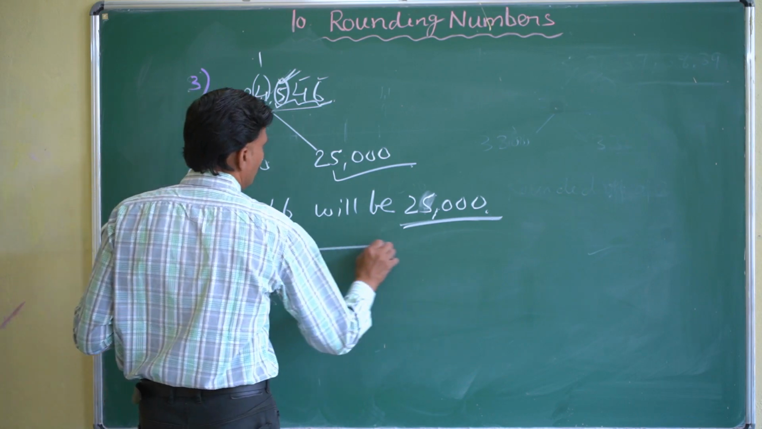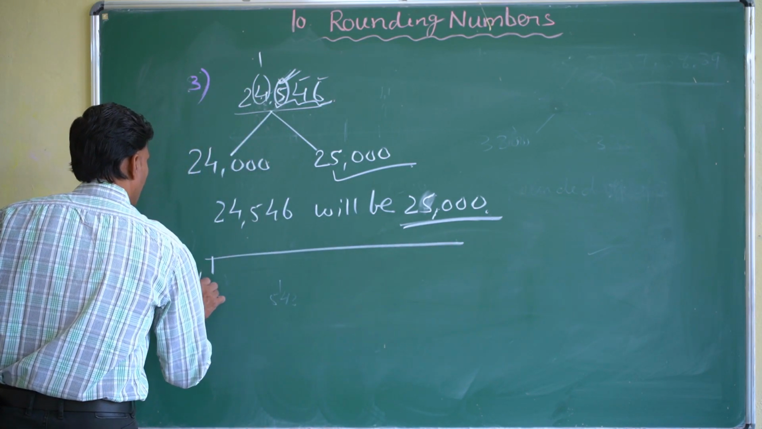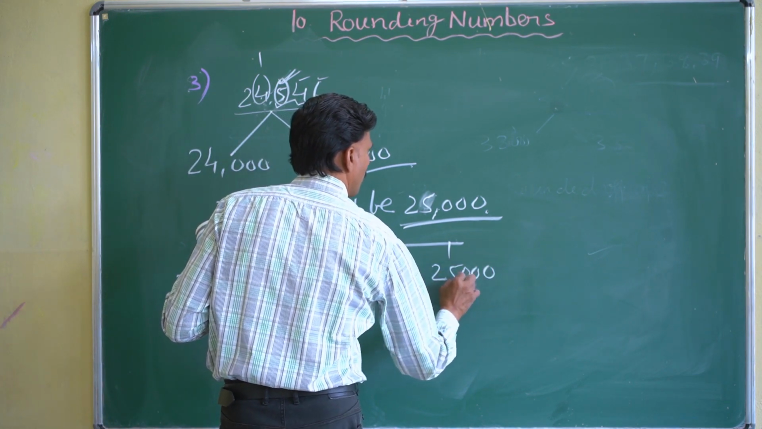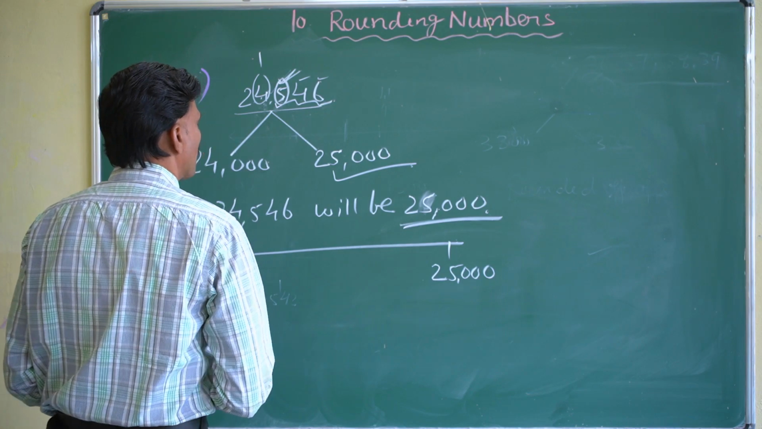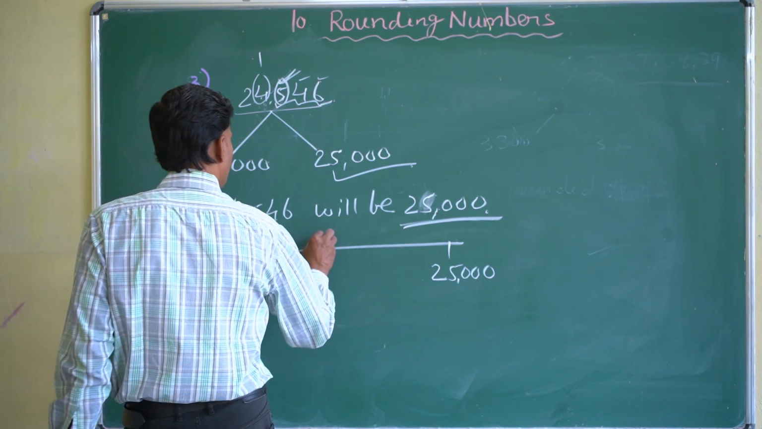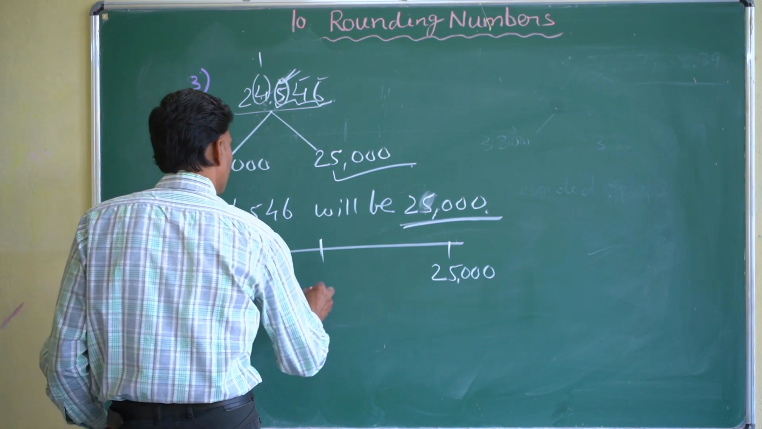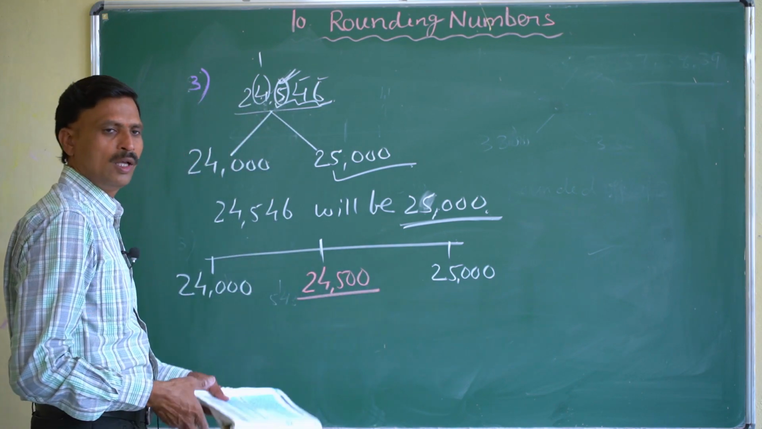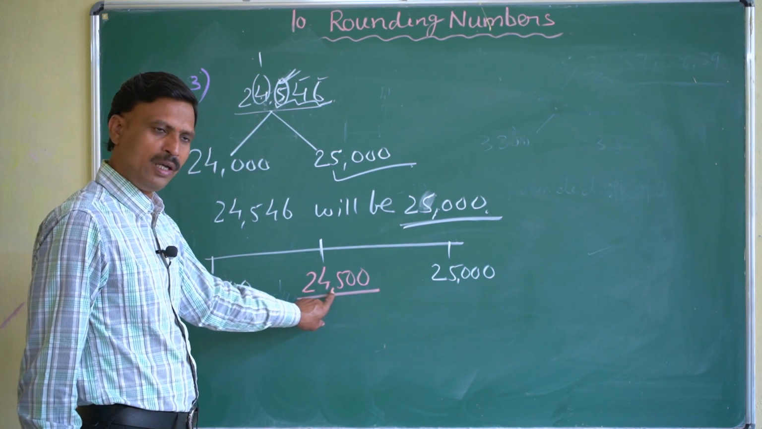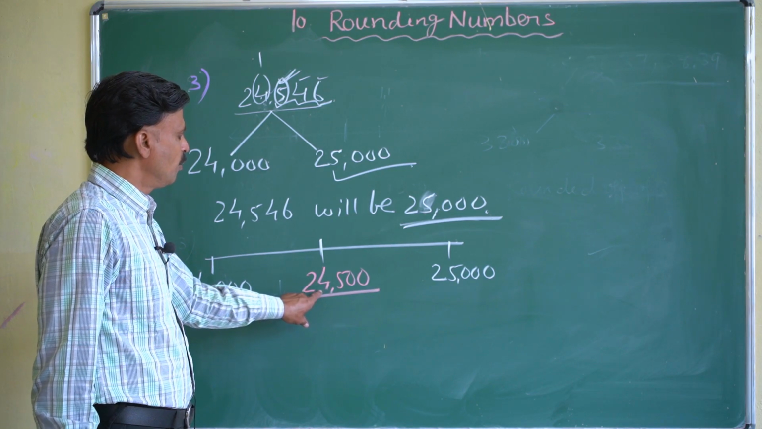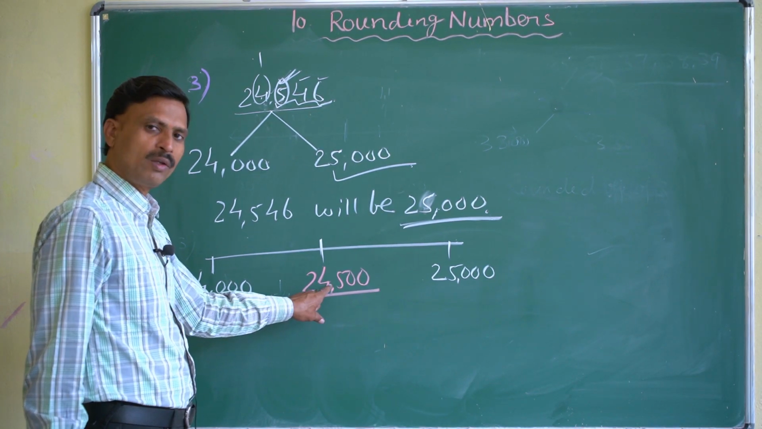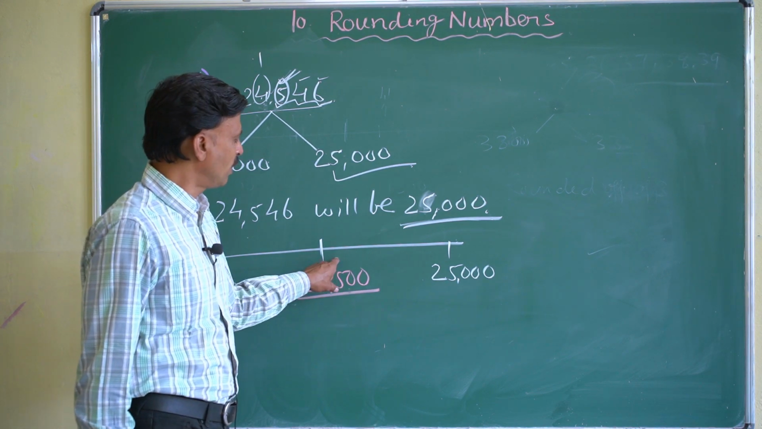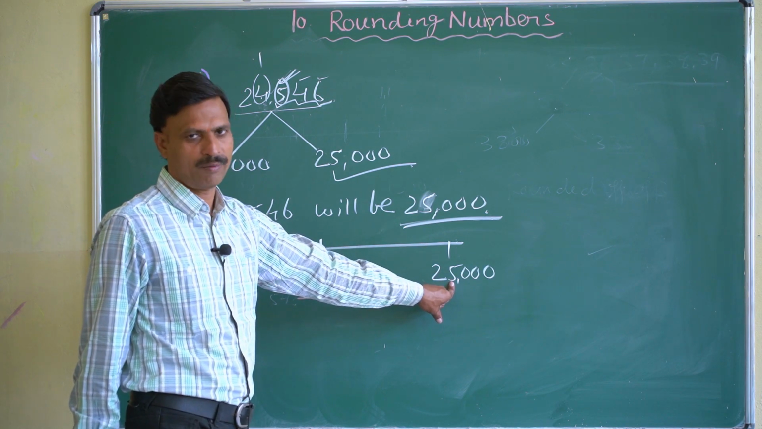On the number line also you will see, suppose this is 24,000 and this is 25,000. In the middle, what will come? In the middle will come 24,500. So all the values which are 24,500 or more than 24,500, when we round off, will give 25,000.